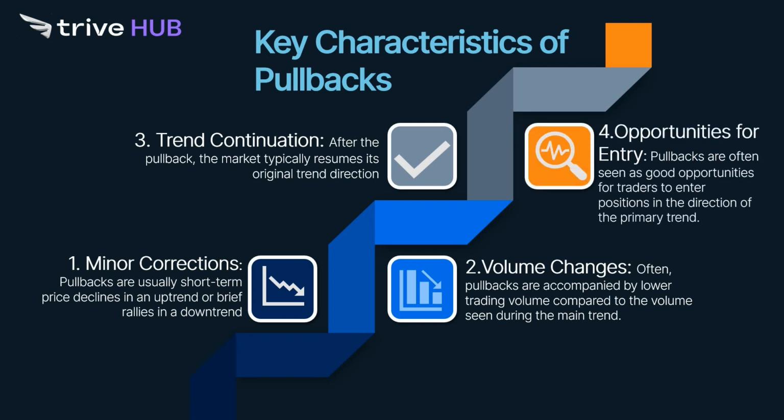The fourth one is that pullbacks are a very good opportunity for left-out traders to enter in the direction of the original trend. Anyone who has been left out from the entry when the original trend started gets a reasonable opportunity to enter at a very favorable price, instead of buying at the very high prices in the uptrend.